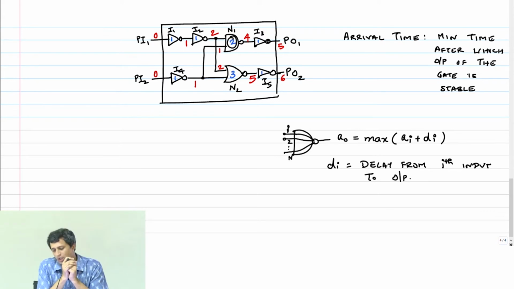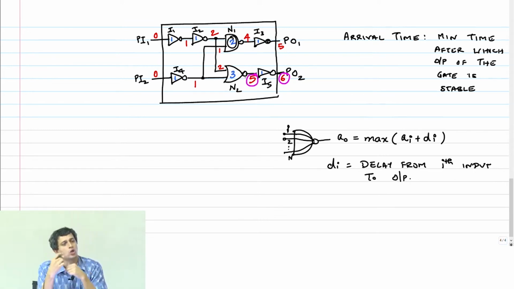Okay. So now how do I find the critical path? I take the maximum arrival time and then back propagate, right? So to calculate the critical path, I'll take 6. Then I come one step back, it is 5.